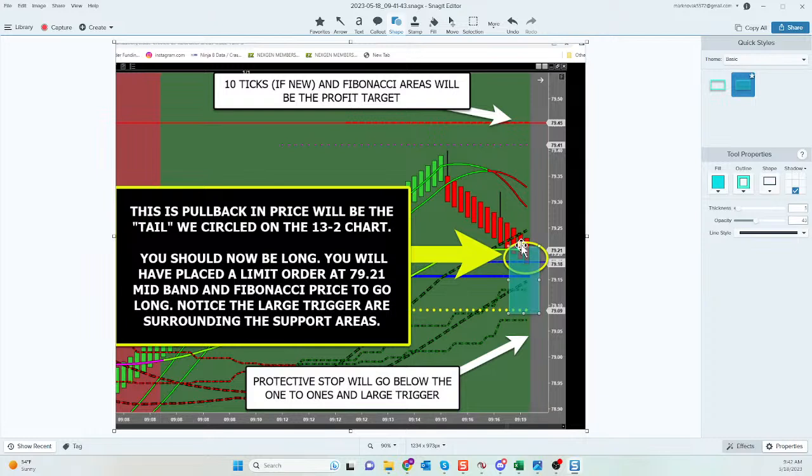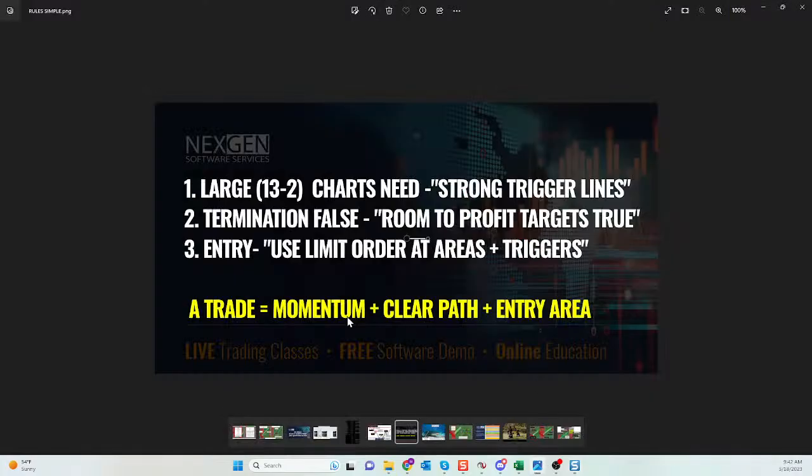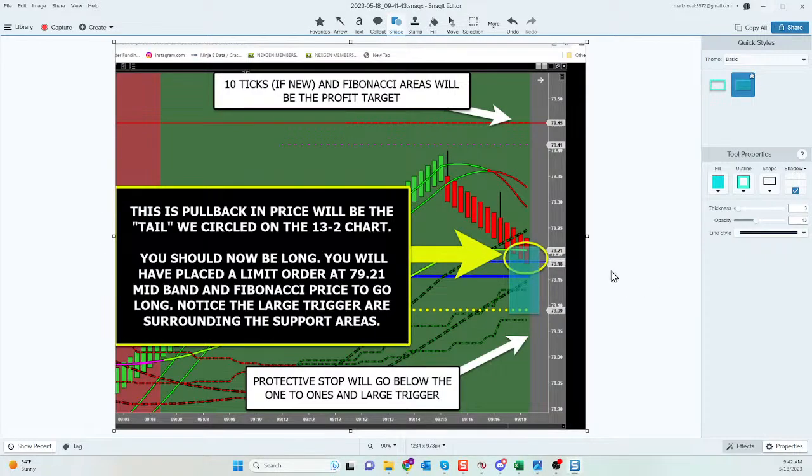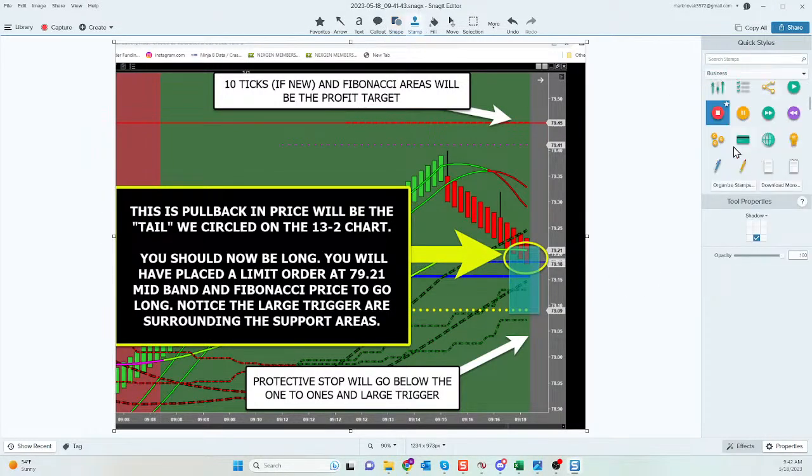I've entered a trade at 79.21 because the advantages are present. The advantage of momentum, the advantage of a clear path, as well as the advantage of an entry area. My initial stop is down here below the window, where the market shouldn't go. If it extends beyond my window of opportunity, I no longer want to be in this trade. It's really plain and simple.